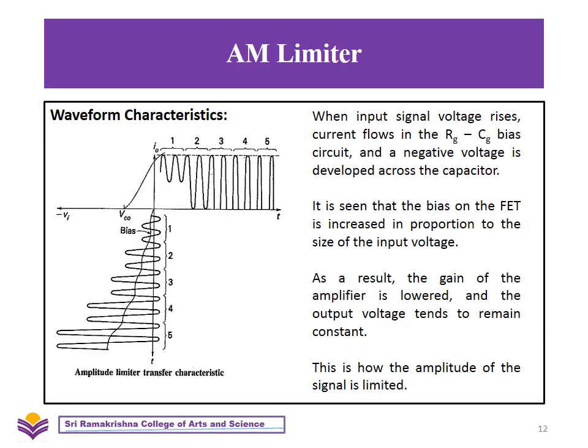If the input voltage is low, the biasing to the FET will also be low. If the biasing is more, the size of the input will also be more. As a result, the gain of the amplifier is lowered. Once the gain of the amplifier is lowered, the output tends to remain in a constant position. So this is how we limit the amplitude of the varying signal in this AM limiter circuit.